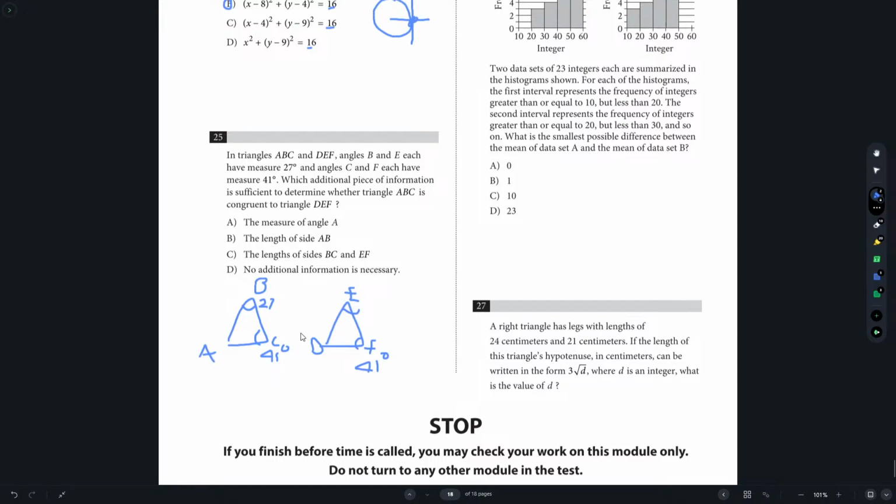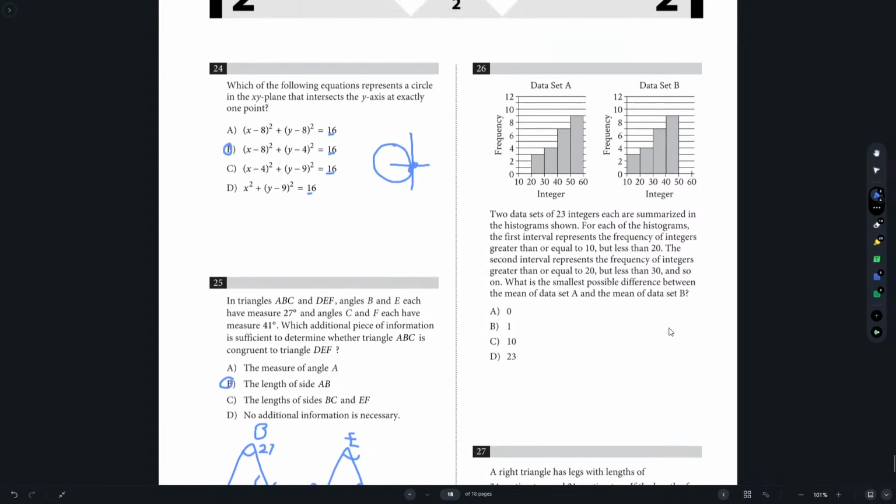So we can be given a side. I think I remember angle, side. But angle A and angle D both have to have the same angle. For them to be congruent though, I'm gonna say we need the length of AB. I could be wrong on this one. I don't remember too much of my triangles.